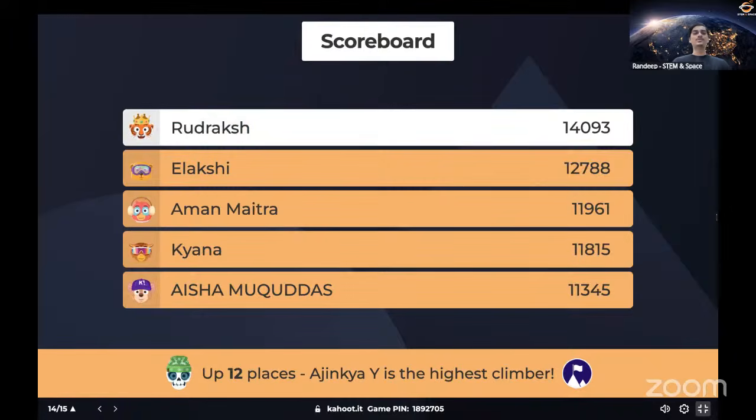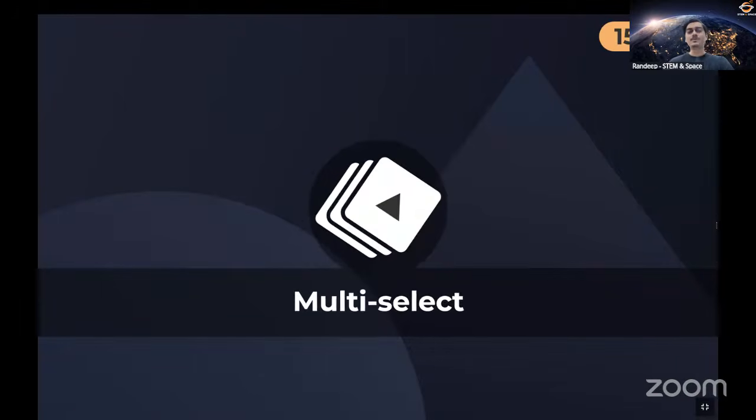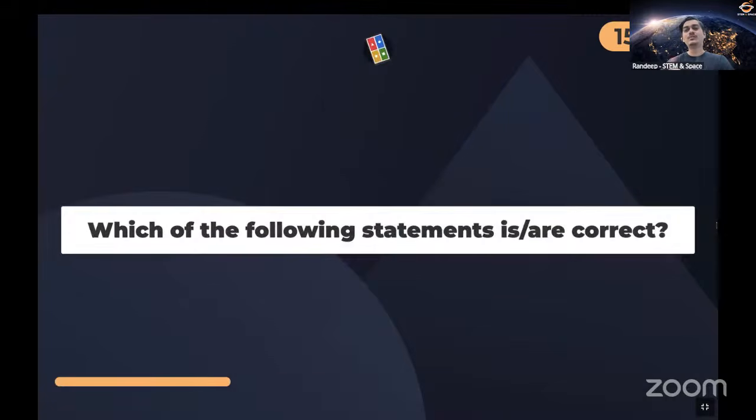After 14 questions, we have Rudraksh at the top, followed by Ilakshi, Aman, Kayana, and Aisha. And Ajinkya is the highest climber as of now, up 12 places. But we have one more question to go, and I can see the points are not very different. So, can the final question change the fate of these participants? Let's look at the final one. This is for double points, and it's a multi-select one, kids. That means more than one option may be correct.